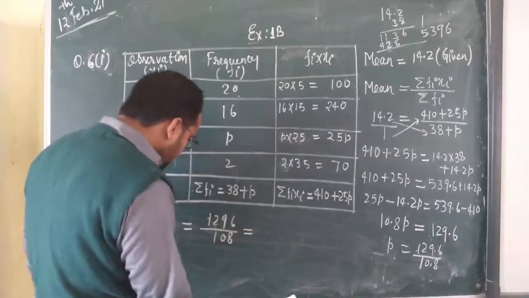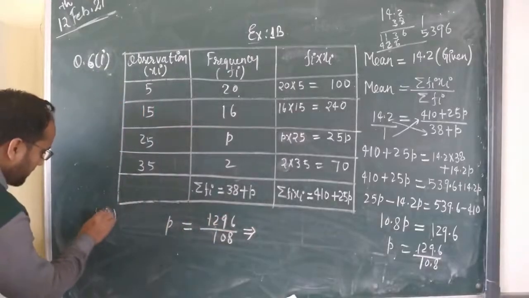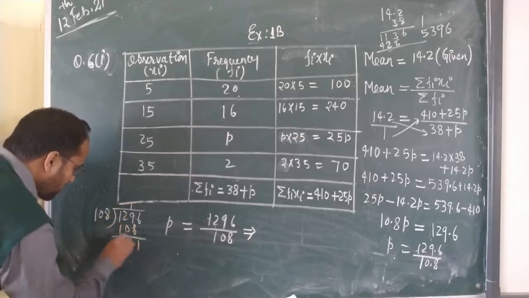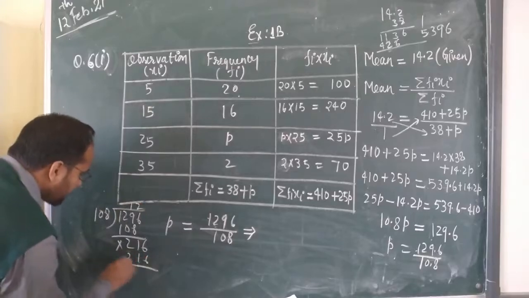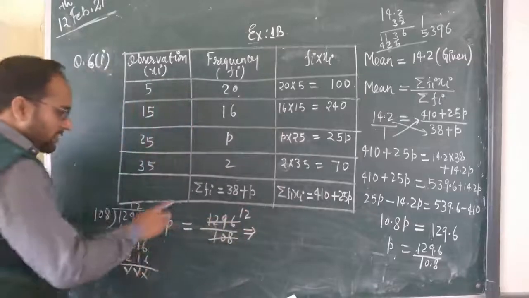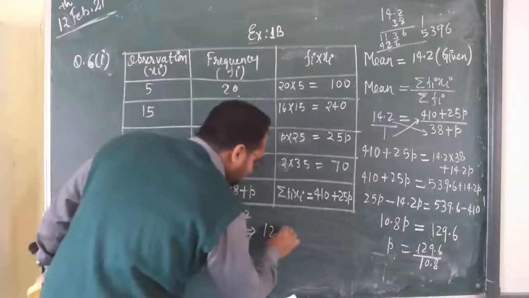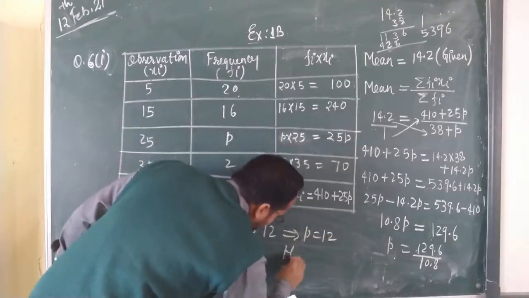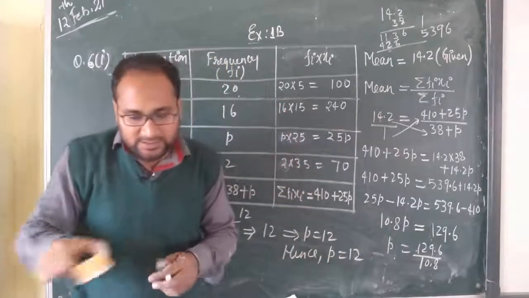You will divide it by 108. It goes 1 time, then 12 cancels out, then 6 2 times, 16 and 2. I think it is cancelled out by 12 times. 108 times 12 is 1296. So your answer is 12. The value of p is equal to 12. Hence the unknown quantity p is equal to 12 for this case.